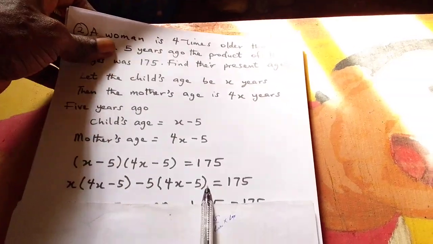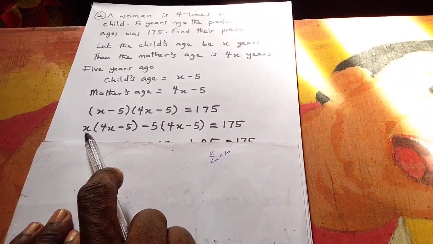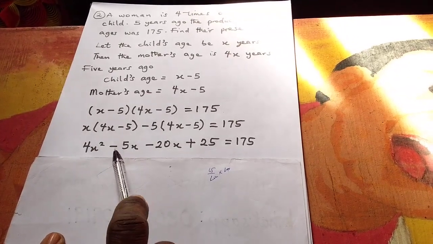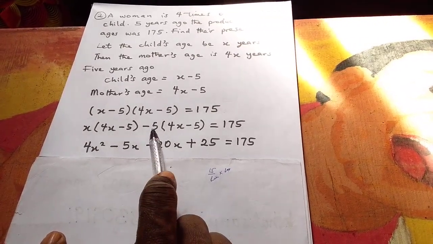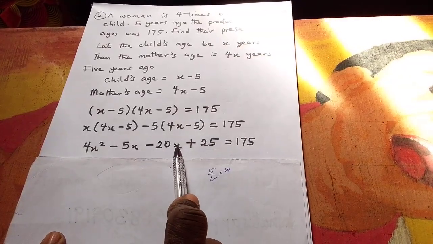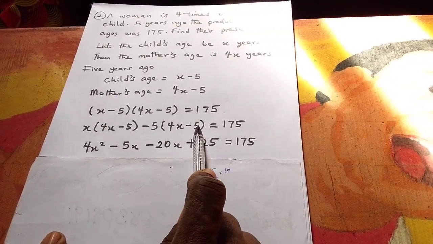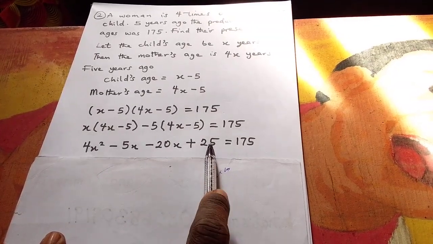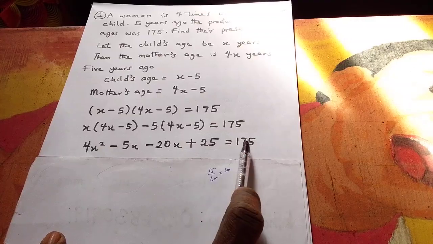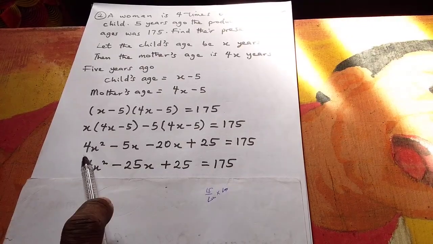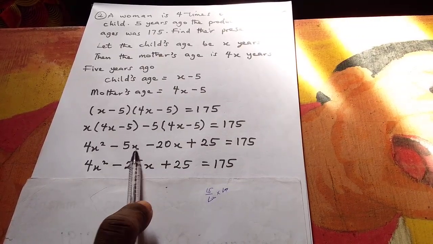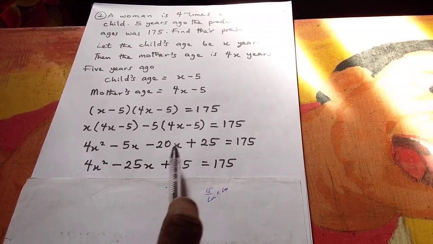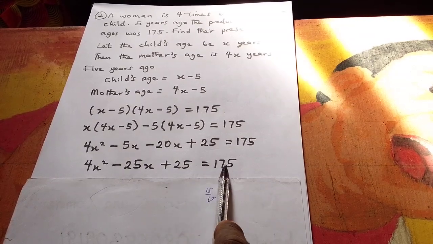So if we open the brackets, x times 4x will give us 4x squared. X times minus 5 will give us minus 5x. Minus 5 times 4x will give us minus 20x. Minus 5 times minus 5, minus times minus will give us plus, 5 times 5 will give us 25. Everything is now equal to 175. So that means we now have 4x squared, minus 5x minus 20x will give us minus 25x, then plus 25 is equal to 175.